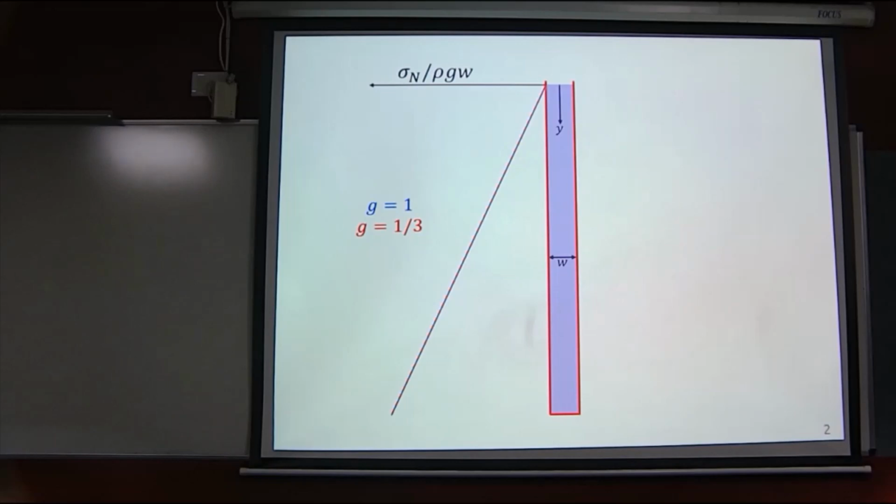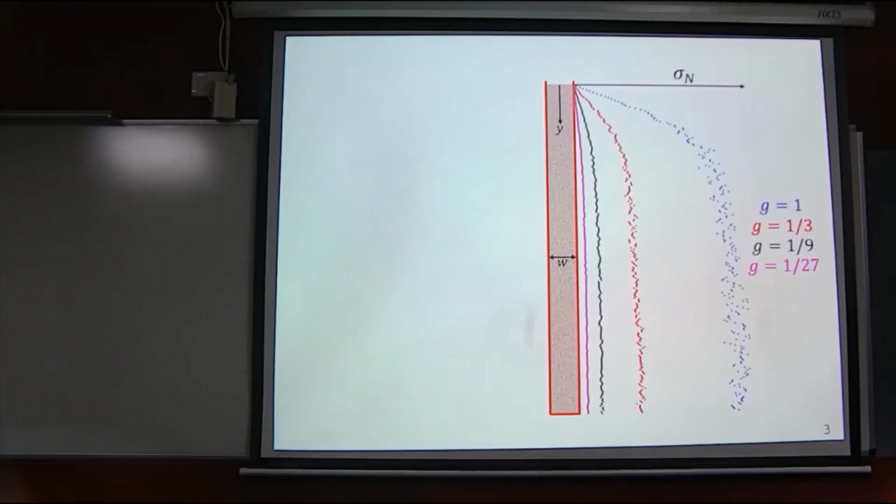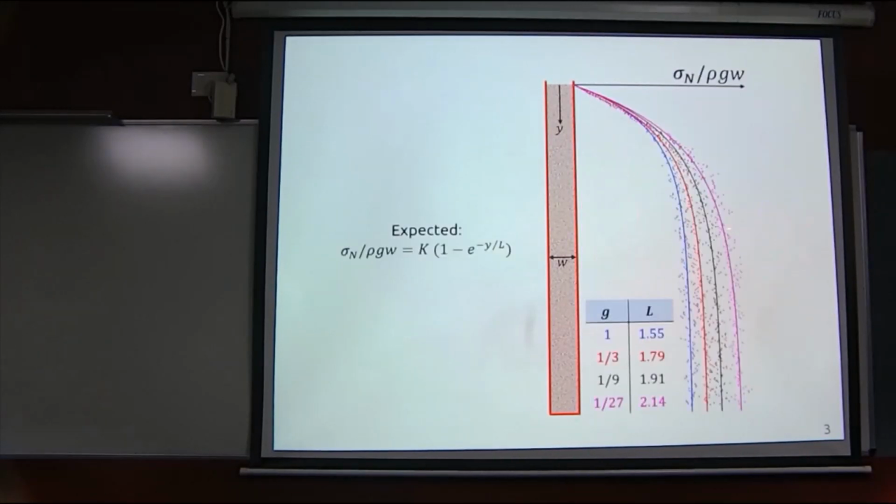But if we replace the water in this column with sand, things change. There are two important observations to make. The first is that stress does not grow linearly anymore; it saturates after a depth. And again, if we scale it here, the profiles do not collapse. Based on these two observations, there is a very clear trend here. As we reduce the gravity, we are increasing the saturation length.